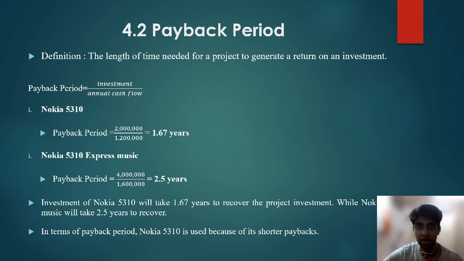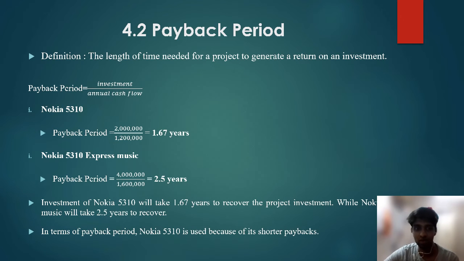Now we will take a look at the payback period. Payback period is the length of time needed for a project to generate a return on an investment. The formula to calculate payback period is investment over annual cash flow. So we calculated the payback period for Nokia 5310, which is 2 million divided by 1,200,000, and we get a payback period of around 1.67 years. Whereas for Nokia 5310 Express Music, we calculated 4 million divided by 1,600,000, and we got a payback period of about 2.5 years.